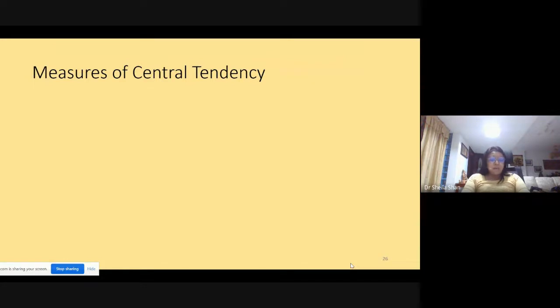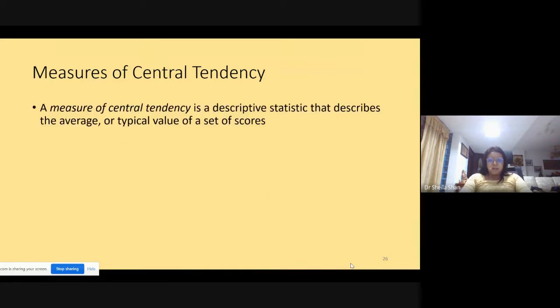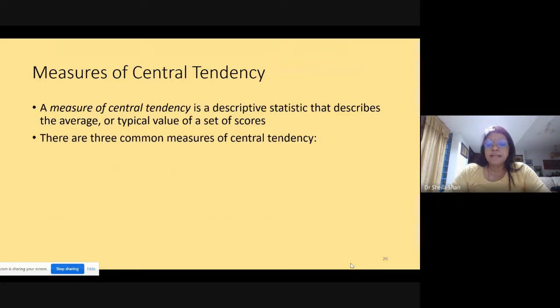So now we look at the measure of central tendency. Once you have already collected your data, you want to measure the average, or the typical value of a set of scores. So when you get your scores, you want to find their central tendency.